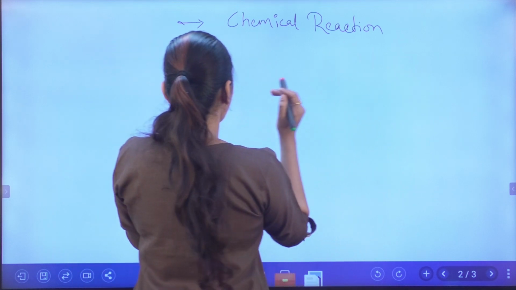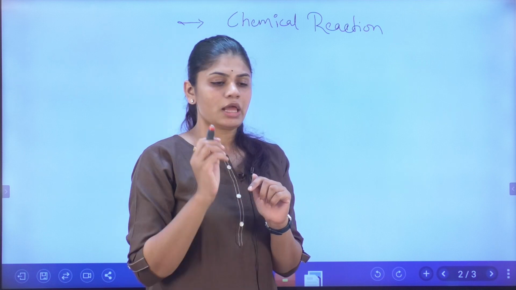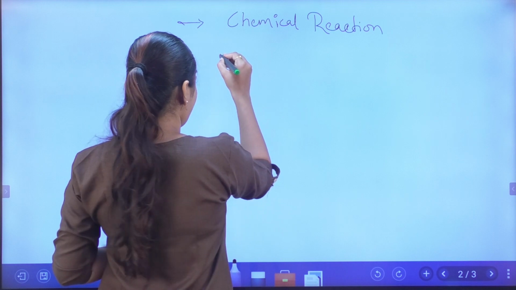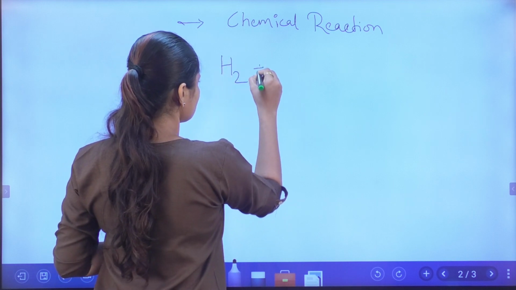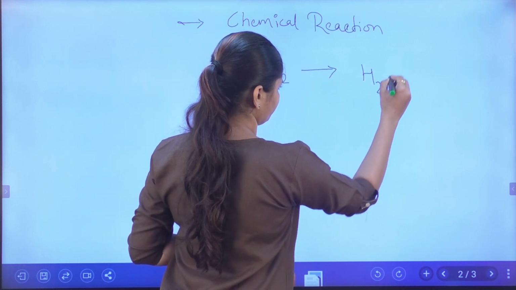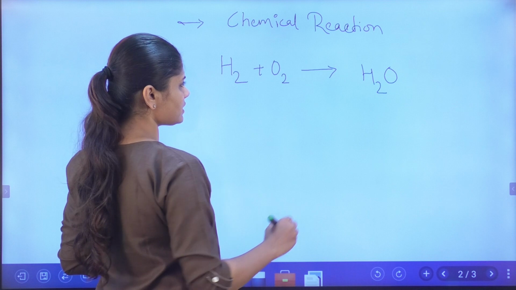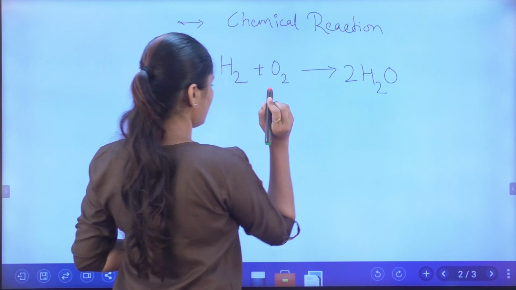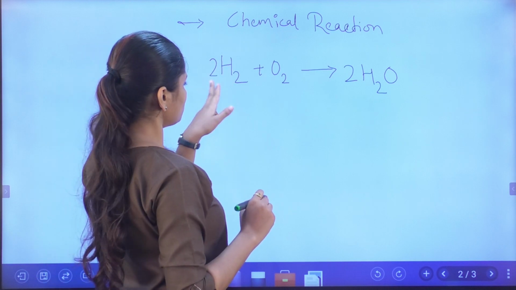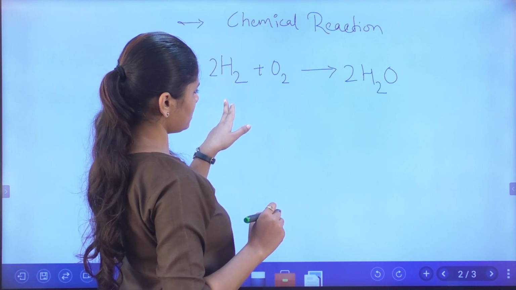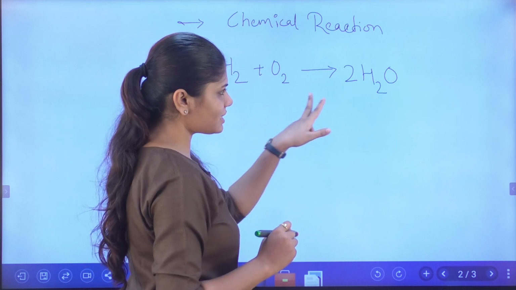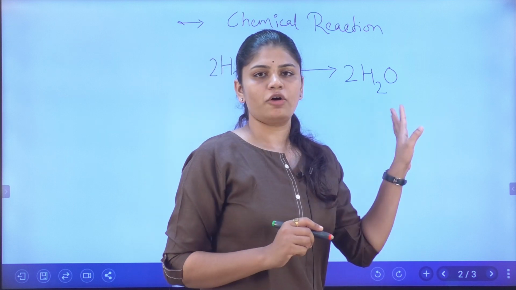we consider the product side. I am writing a very basic fundamental reaction over here, that is H2 plus O2 gives rise to H2O. I'll get it balanced: this is 2H2O, and this is 2H2, that is two molecules of hydrogen. The hydrogen, when combined with oxygen, gives two molecules of water.